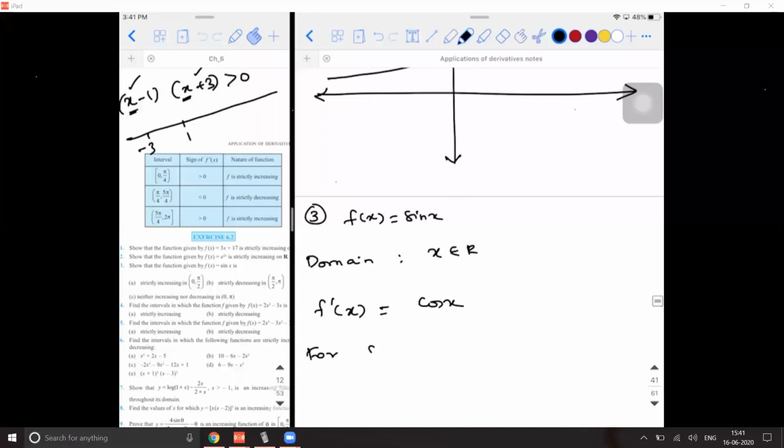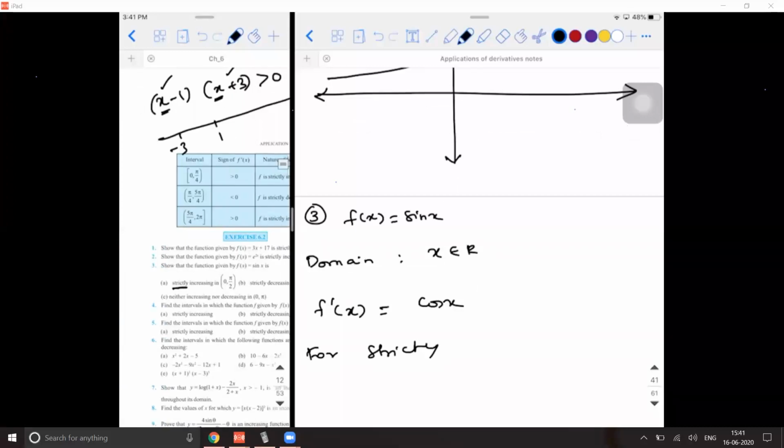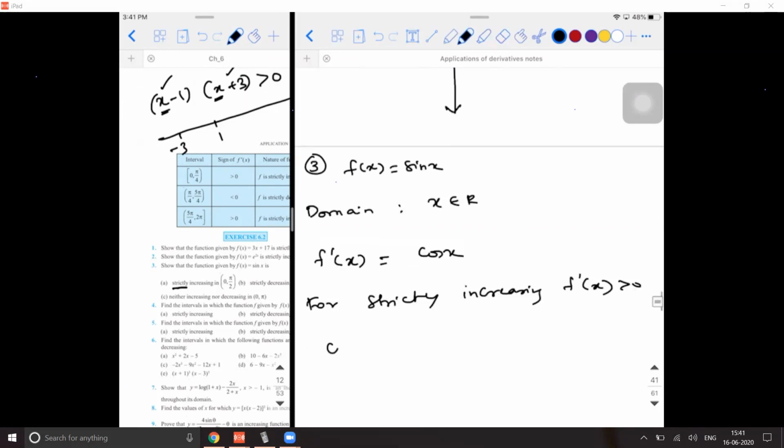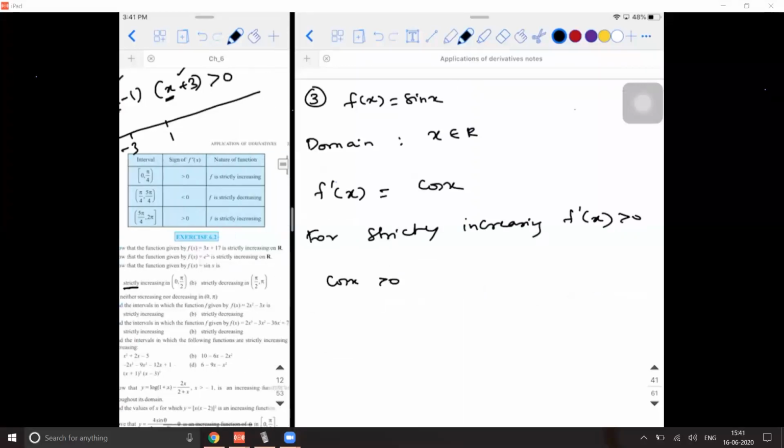For strictly, they have used the word strictly. So for strictly increasing, f dash of x should be greater than 0. So cos x should be greater than 0. So tell me what are all the limits across which cos x is going to be greater than 0. In which quadrant is it going to be greater than 0? Obviously, the first quadrant, right? So what are the limits?